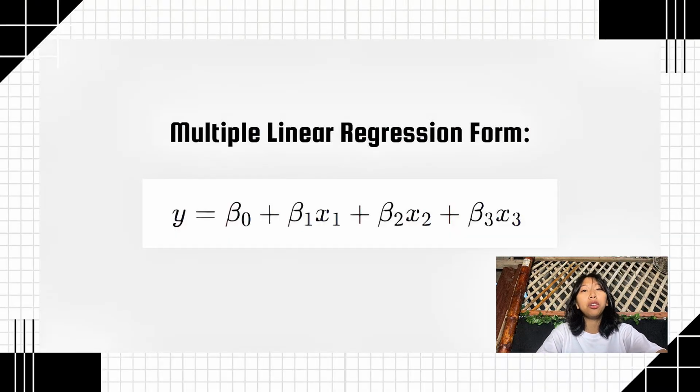This is the general form of a multiple linear regression model. Here, y represents the house price. The variables x1, x2, and x3 represent factors like square footage, location, and number of bedrooms. The beta values, or coefficients, tell us how much each factor affects the price.